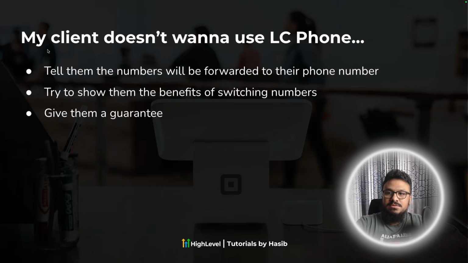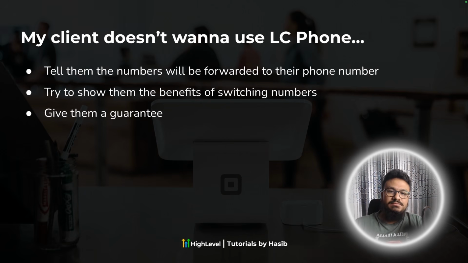One of the problems we face when implementing voice AI is that my client doesn't want to use LC Phone. I'm onboarding a new business and the business owner doesn't want to use a new phone number because they already have a phone number. They're using it on their website, their Google My Business, their flyers, their cards, leaflets, everywhere. First of all, we try to convince them by telling them that the number we get from LC Phone system in their HighLevel account will be forwarded to their actual phone number, literally causing no issues.